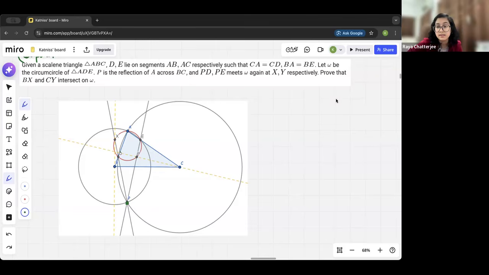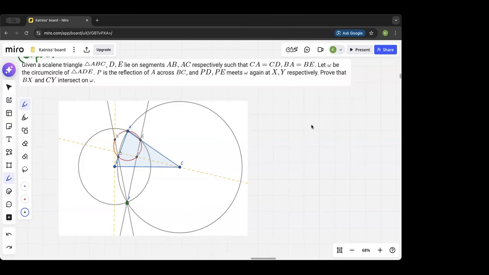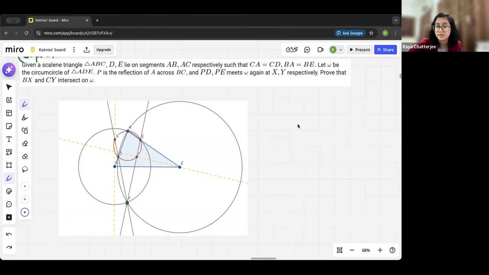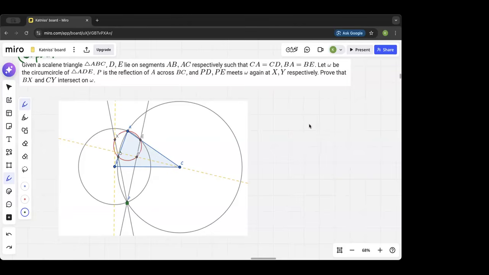Okay, somebody said that it is true, P is the reflection of A across BC. Like how? If you want to share. So basically the radius through C, you could extend it to CB, and then you have the reflection of A across CB to be the point P.